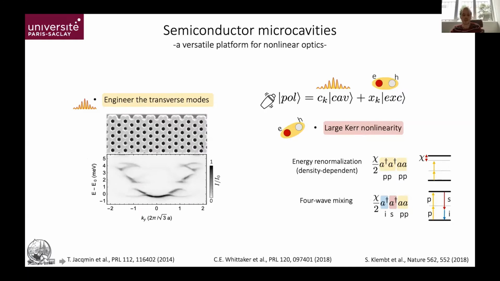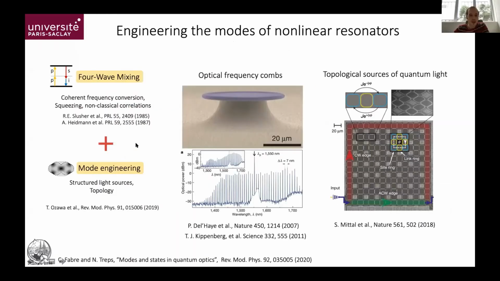Another important feature that we have in semiconductor microcavities is that, by profiting from the semiconductor microfabrication techniques, which in our case are going to be electron beam lithography and dry etching, we can mold the refractive index landscape of this microstructure, and we can use this in order to tailor the transverse mode of the system nearly arbitrarily. And now what I find interesting is that combining strong nonlinearities, and so the possibility of having wave mixing, with the possibility of engineering the modes of our resonators, opens a very interesting playground for nonlinear quantum optics.